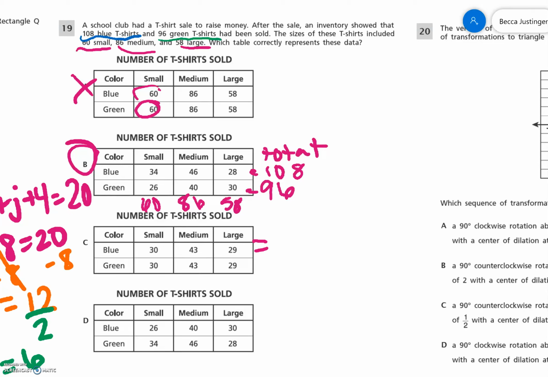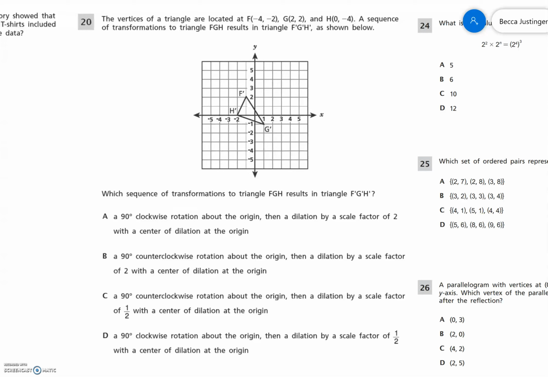Number 20. The vertices of a triangle are located at F is -4, -2. So here's F. G is 2, 2. H is 0, -4. A sequence of transformations to triangle FGH results in triangle F'G'H', as shown below. Which sequence of transformations results in triangle F'G'H'? Well, I can already see there's got to be a dilation, and it's getting smaller.